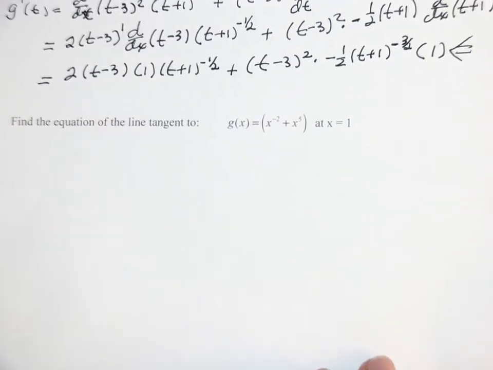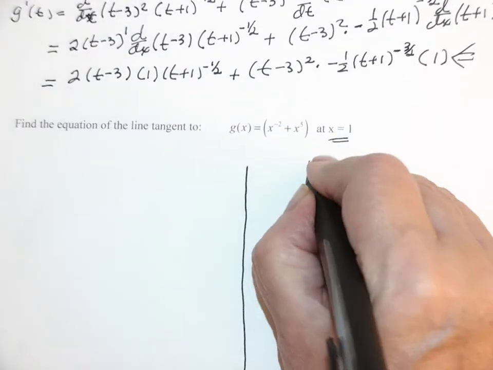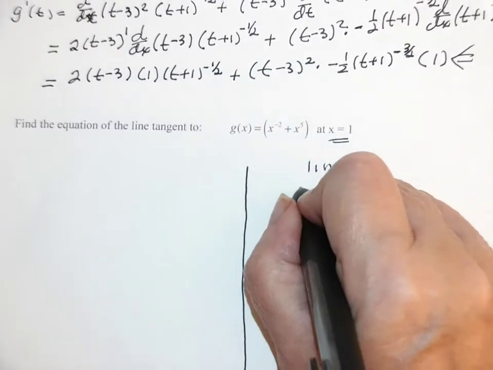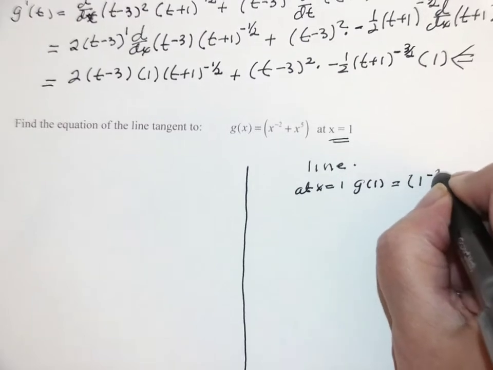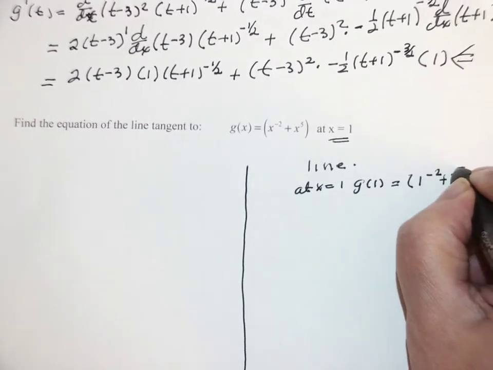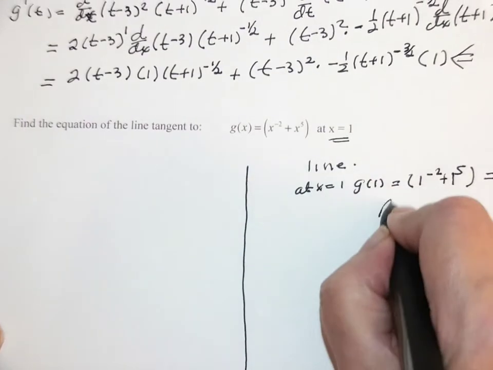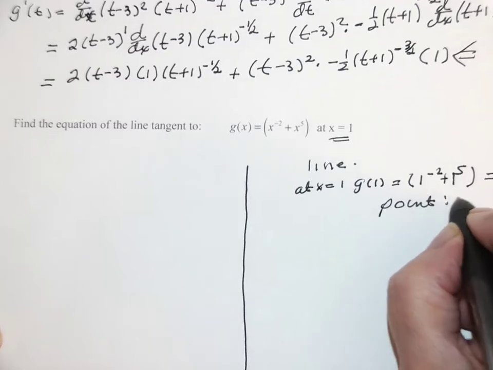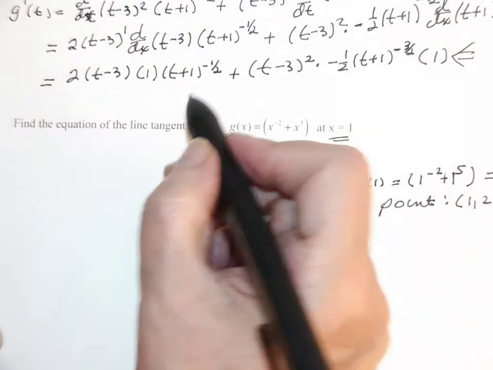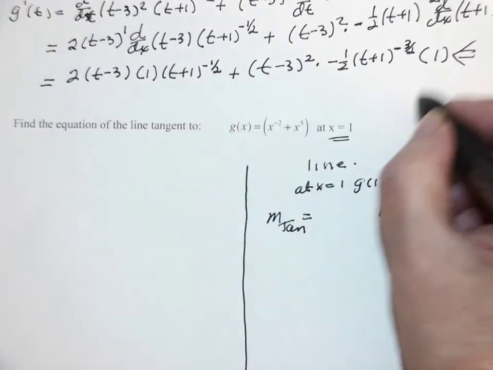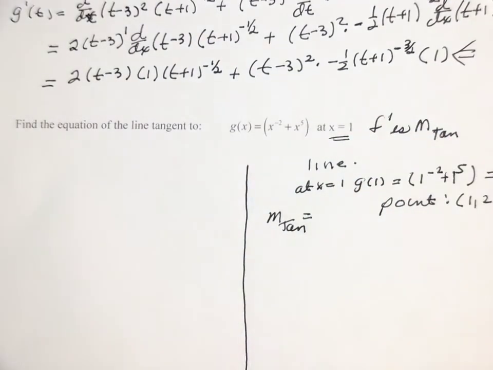This says find the equation of the line tangent to g at x equal 1. So I'm going to divide my paper in half. This is for the line. And at x equal 1, g of 1, I need the y value, is 1 to the negative 2 plus 1 to the 5th. That's just 2. So my point is 1, 2. I need the slope of the tangent, and the slope of the tangent is just the derivative.